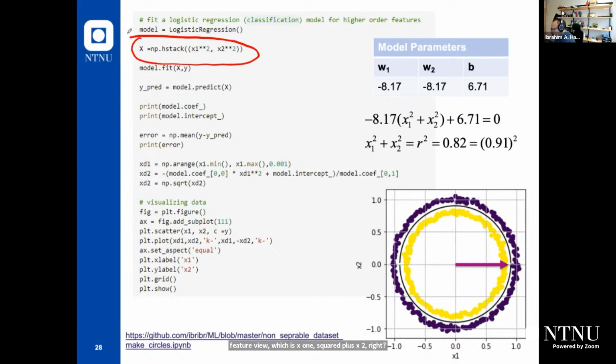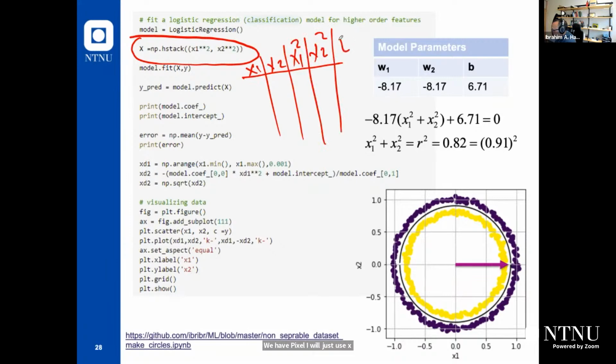In this example, instead of using x1 and x2, I will just use x1 square and x2 square. So my data set was like this one, right? We have x1, we have x2. I will just use x1 square and x2 square. We have here a target feature, right?